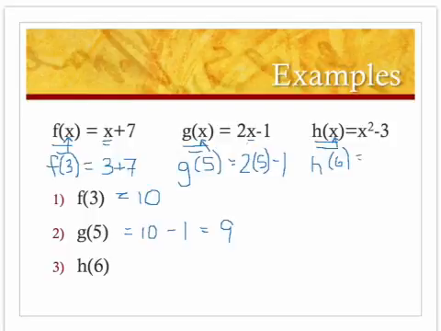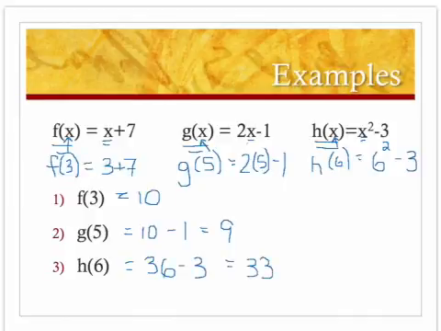And this rule is actually a little bit more complicated. It's not a line like the previous two. It's a function, x squared minus 3. But I do the exact same thing. Wherever I see the x, I put the 6. I'm squaring it in this case, and then I'm subtracting 3. So I'm going to get 36 minus 3, or 33.